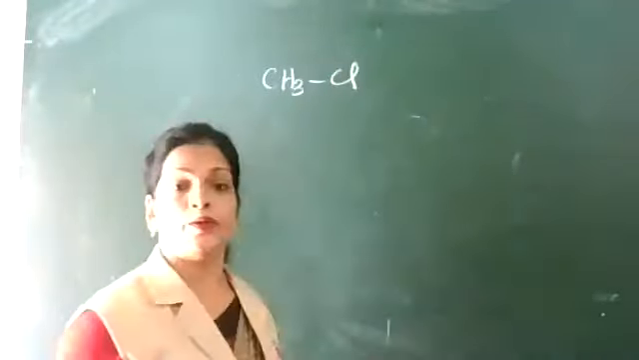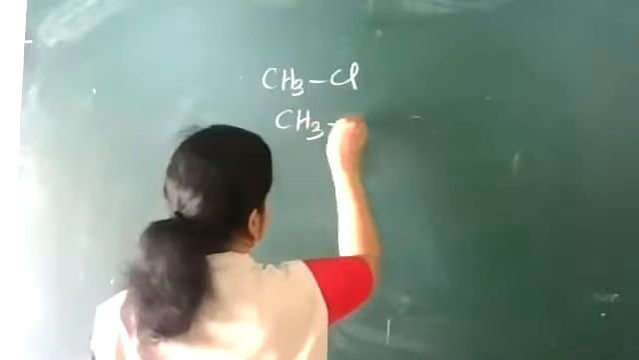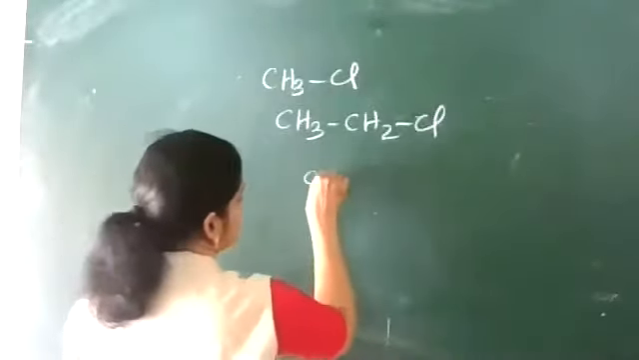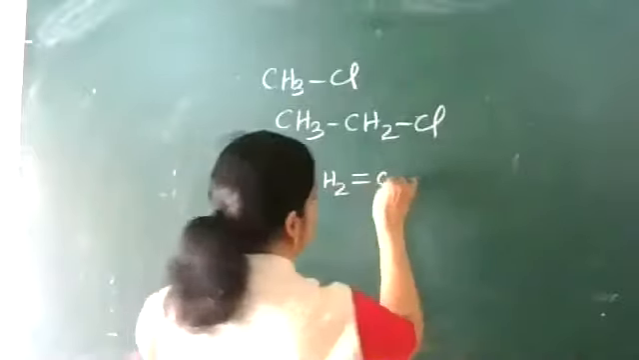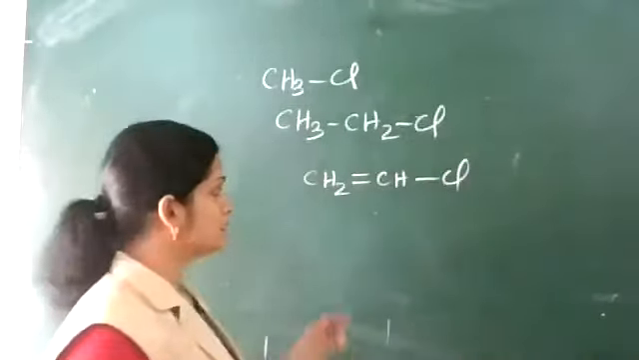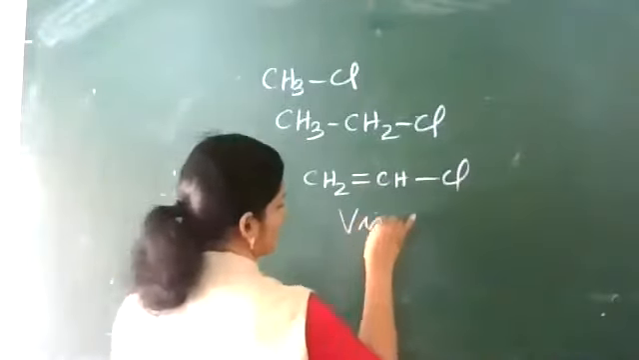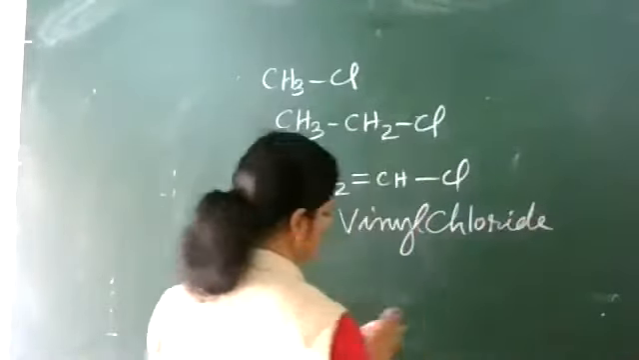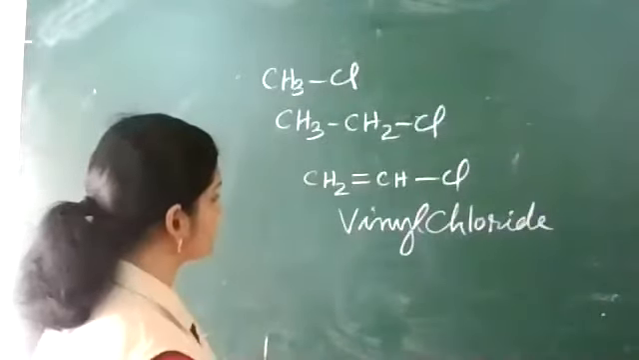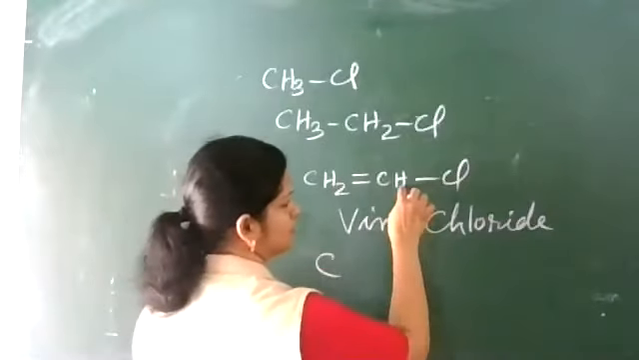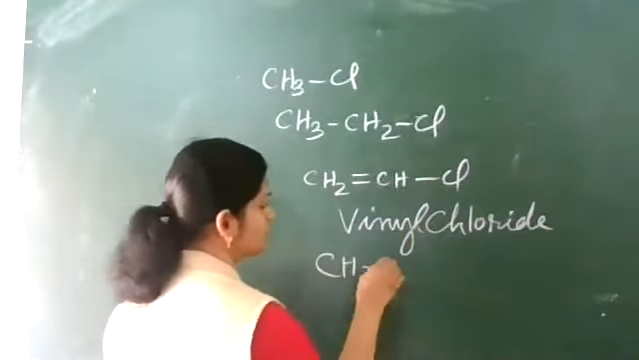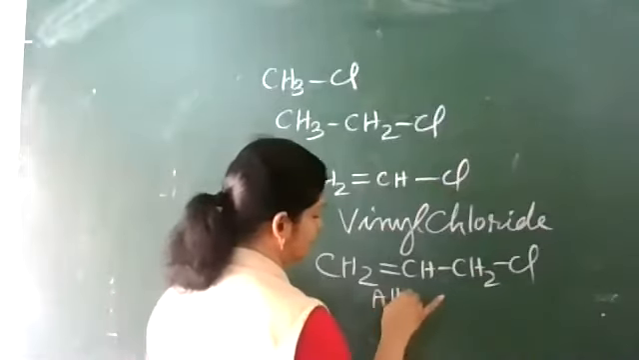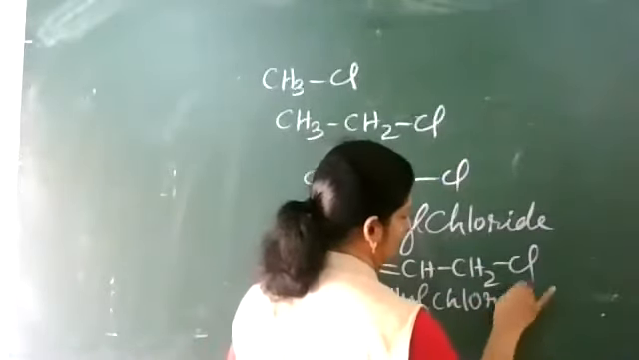CH3Cl is chloromethane. CH3CH2Cl is chloroethane. CH2=CH-Cl is vinyl chloride. Suppose CH2 comes in between the carbons, with a double bond: CH2=CHCl, vinyl chloride.